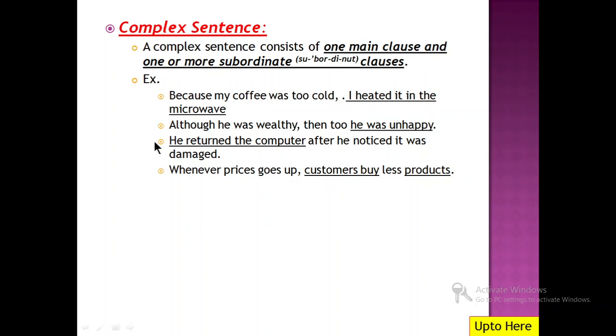Okay. Next one is he returned the computer after he noticed it was damaged. उसने कंप्यूटर लौटा दिया. He returned the computer after he noticed it was damaged. उसने पाया वो कंप्यूटर खराब है इसलिए उसने लौटा दिया. He returned the computer. ये main clause हो गया and the rest one is the subordinate clause. And the last one is whenever price goes up. जब भी कभी प्राइस ऊपर जाता है, customers buy less products. लोग वह कम प्रोडक्ट खरीदते हैं. So these were some of the examples of complex sentences.